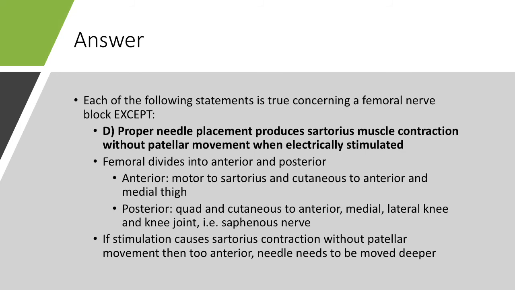The correct answer is D, because the femoral nerve divides into the anterior and posterior divisions. The anterior provides motor innervation to the sartorius muscle and cutaneous innervation to the anterior and medial thigh, whereas the posterior division innervates the quadriceps muscle and provides cutaneous innervation to the knee and knee joint from the saphenous nerve. If the stimulation is causing sartorius contraction without patellar movement, then the needle is too anterior and needs to be redirected deeper.